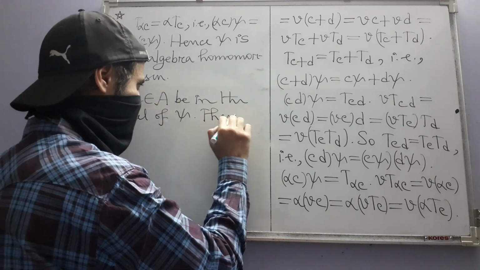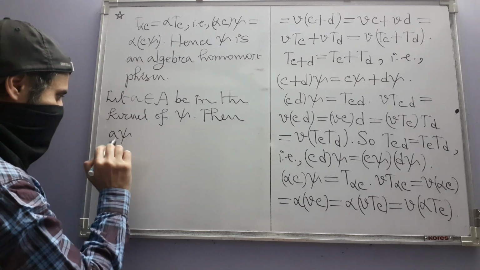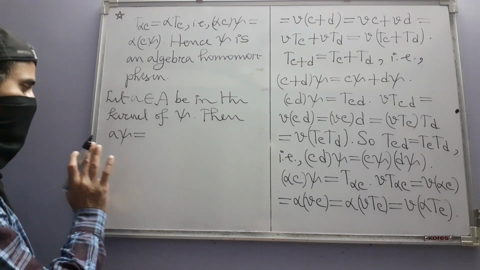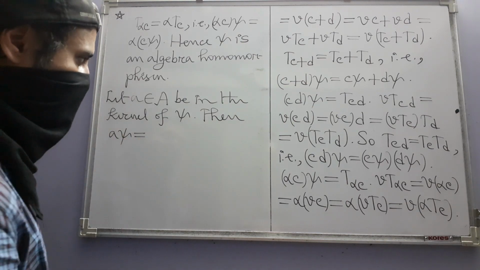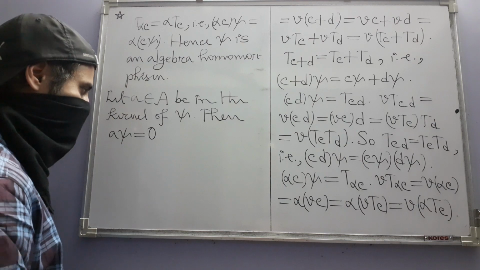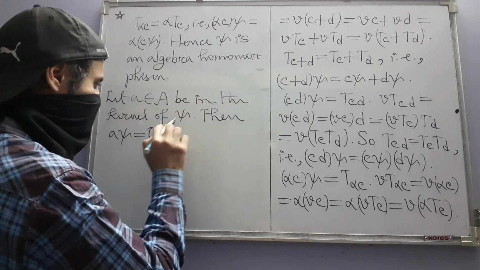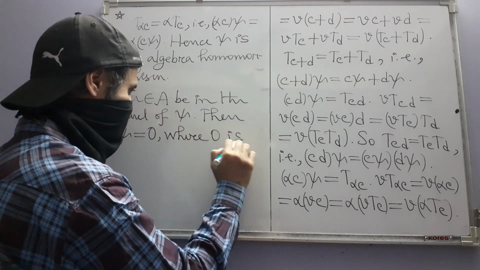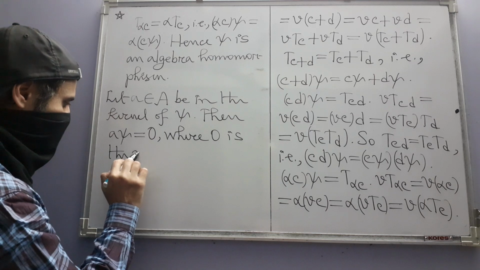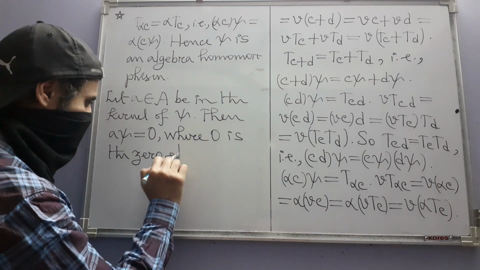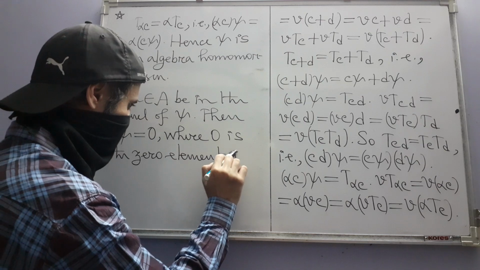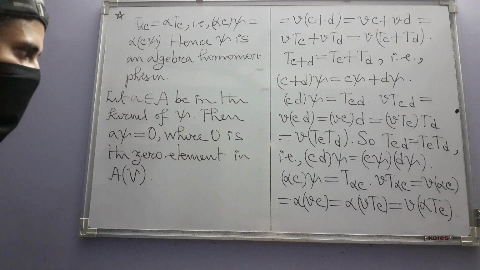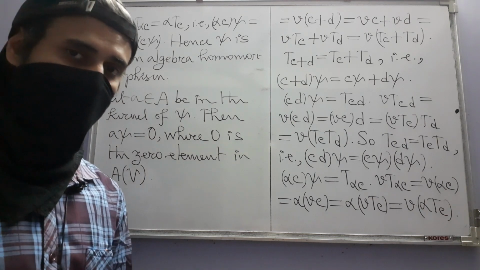Then A psi is equal to what? Okay, you should be careful. A psi is equal to 0. What does this 0 mean? This 0 is the zero element in the algebra AV. But what is the zero element in the algebra AV?